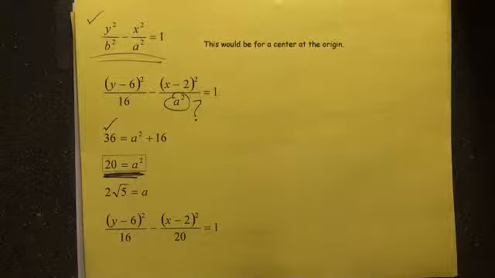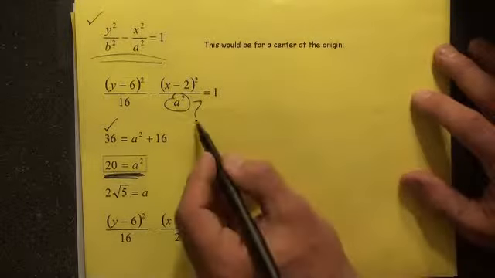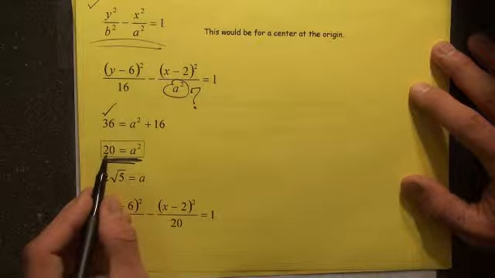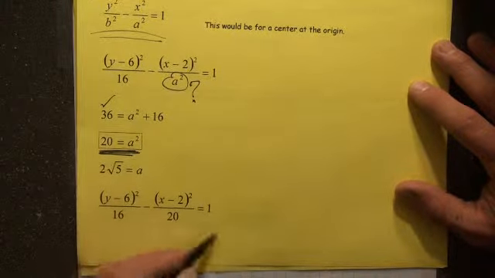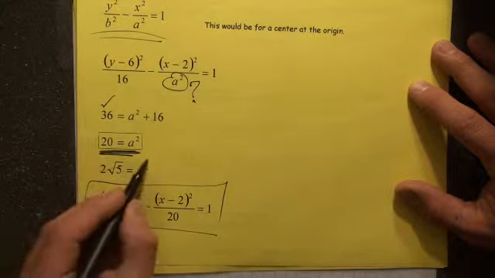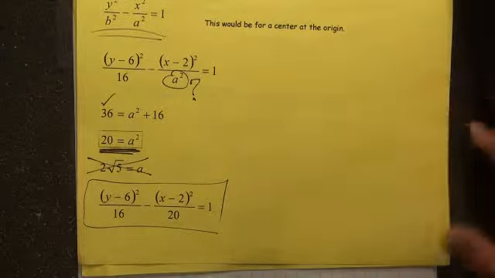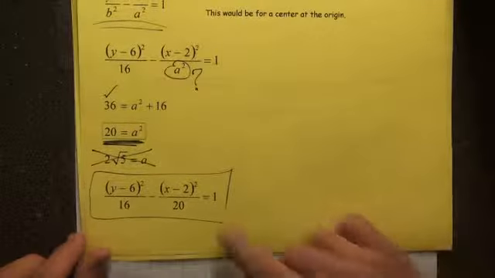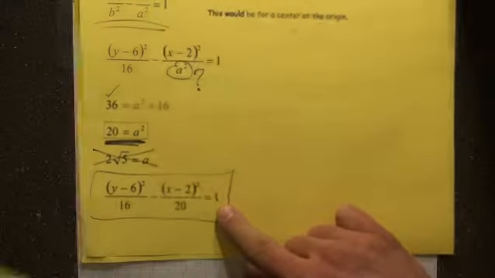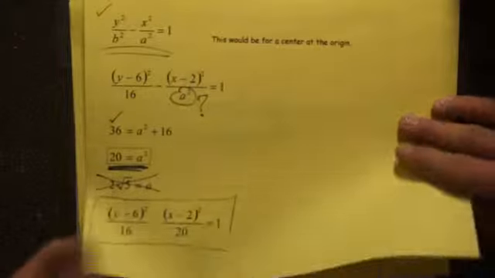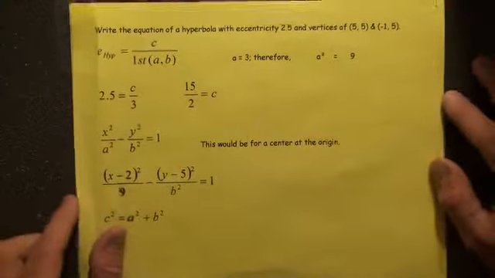We solve for a squared, and we get a squared is 20. So now this is the equation right here. In fact, we don't even need to know what a is. Pretty interesting. So this would be the equation that has this particular eccentricity and of course those vertices. All right, let's take a look at another one.